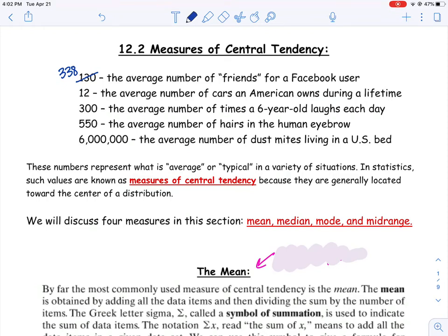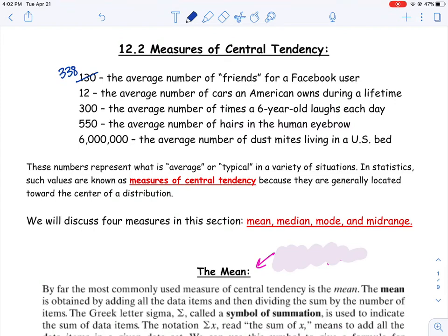It says here that 338 is the average number of friends for a Facebook user. I had some old information that said 130. I guess that's increased to 338. Are you close to that? Or 12 is the average number of cars an American owns during their lifetime. That sounds like a lot, but if you kind of calculate, I think I'm up to 9 already.